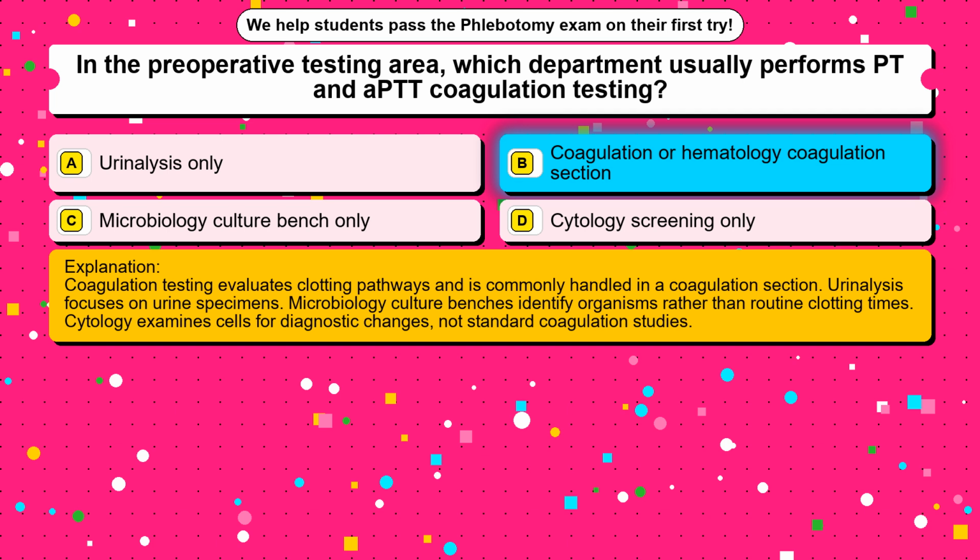Coagulation testing evaluates clotting pathways and is commonly handled in a coagulation section. Urinalysis focuses on urine specimens. Microbiology culture benches identify organisms rather than routine clotting times. Cytology examines cells for diagnostic changes, not standard coagulation studies.